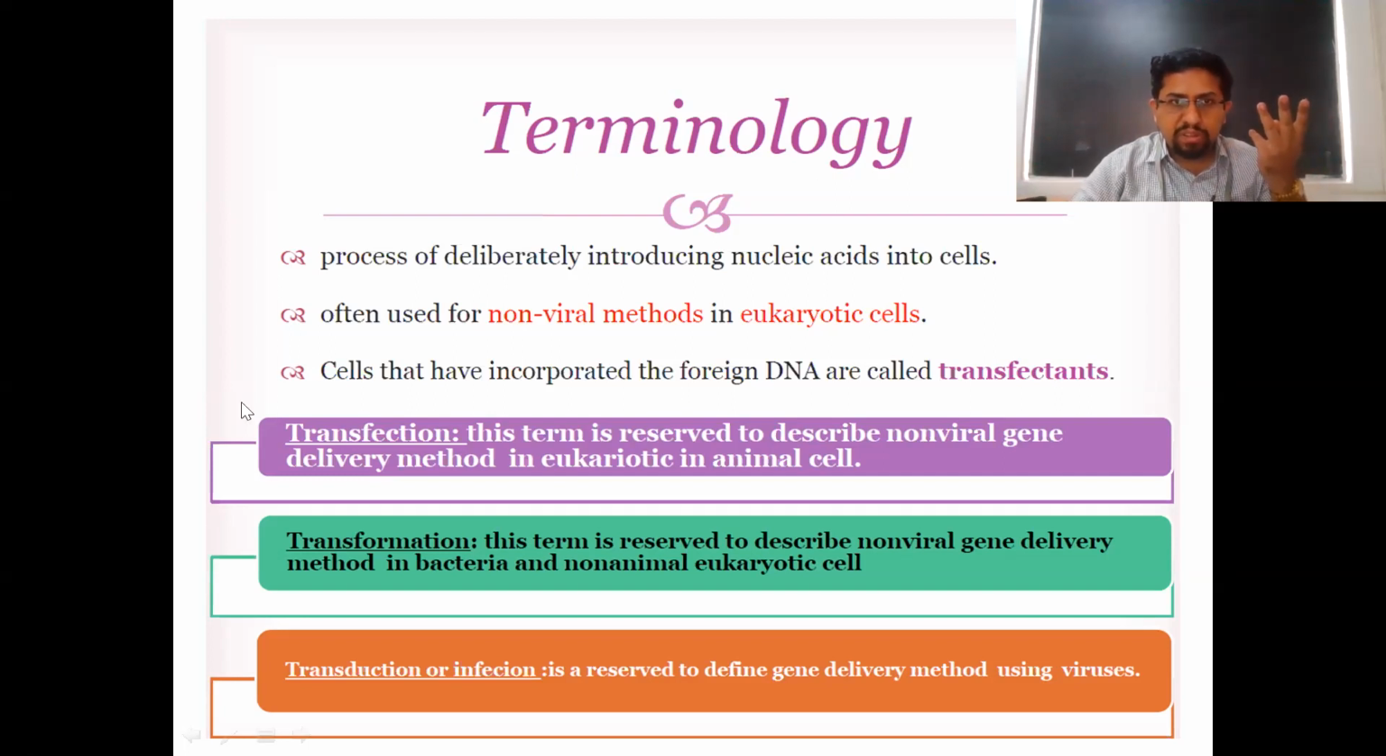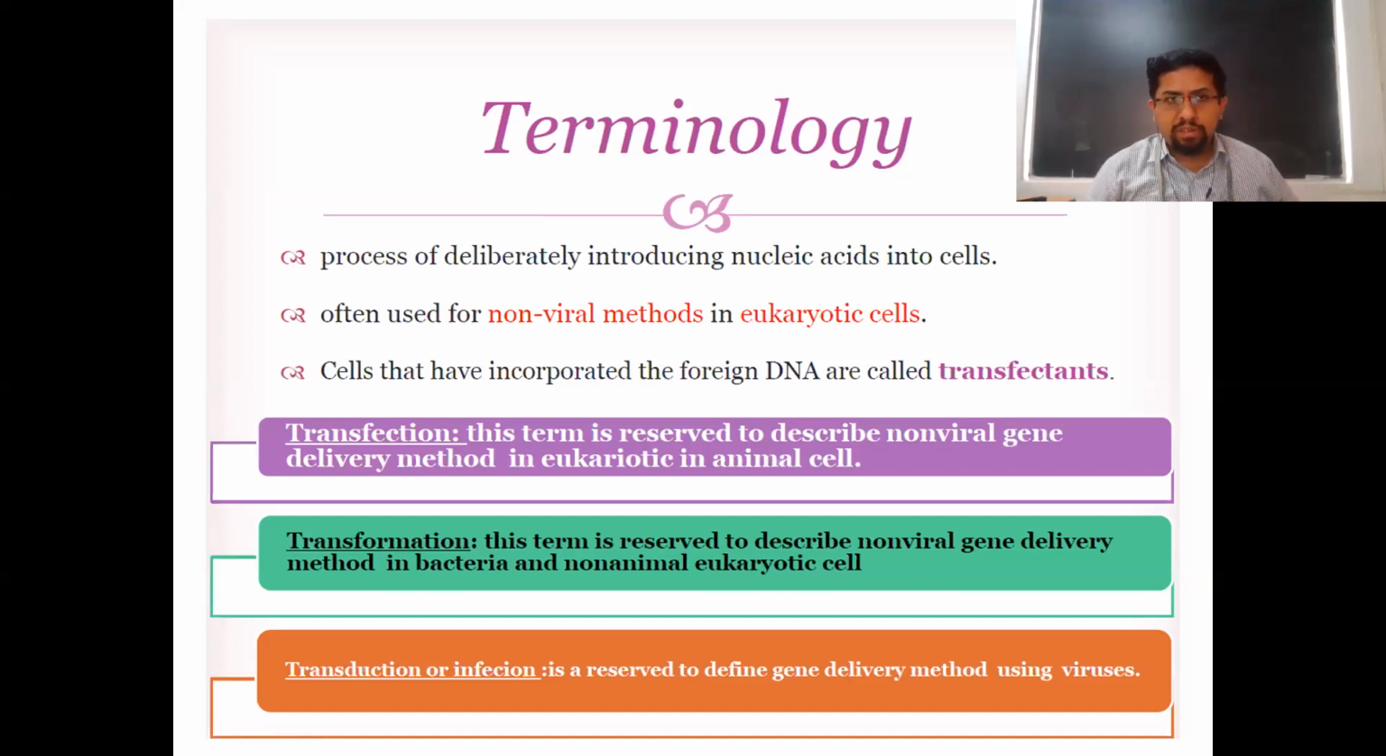One is the transfection methods. You use different methods to transfer your gene of interest into the eukaryotic organism. Transfection usually refers to eukaryotic organisms, whereas transformation refers to prokaryotic organisms, like introducing a gene of interest into bacteria. So all of you understood the terminologies: transfection, transformation, and transduction.